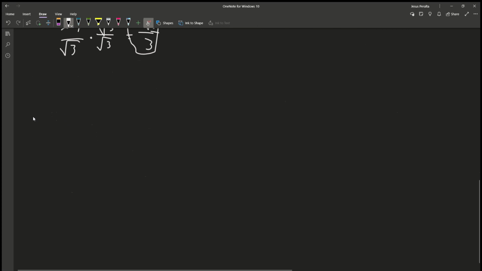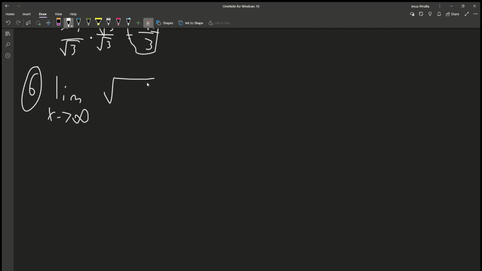Number 6. We have the limit as x approaches infinity of the square root of 2x squared plus 1 over x plus 2. So this is a positive. Actually, it is supposed to be a negative in the homework, so it's negative infinity.